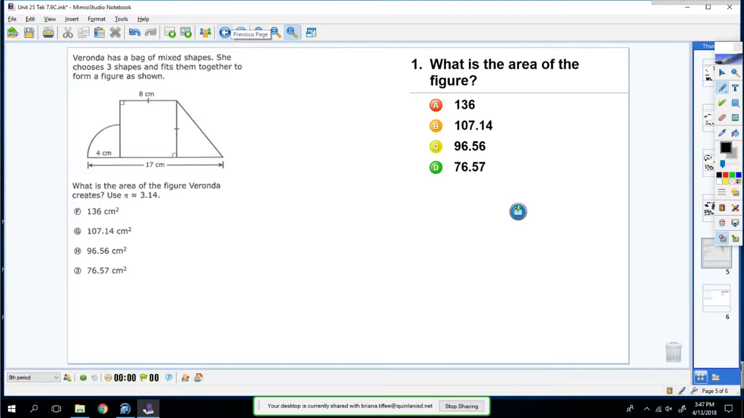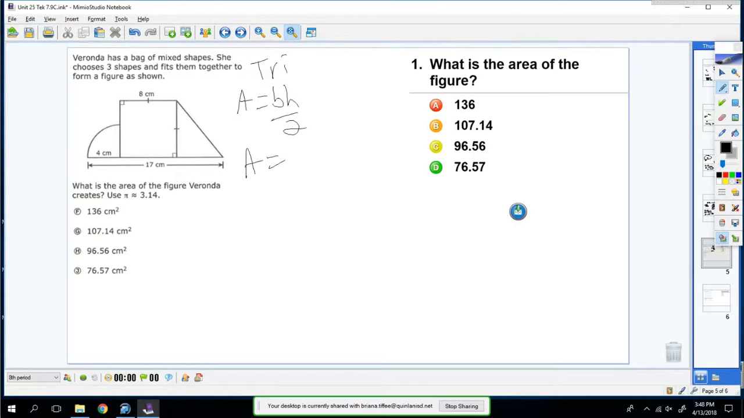All right. Veranda has a bag of mixed shapes. She chooses 3 shapes and fits them together to form a figure as shown. What's the area of the figure that she creates? So you have to find the area of all 3 of these figures. So you have a triangle. So we're going to find the triangle first. It'll just be base times height divided by 2.